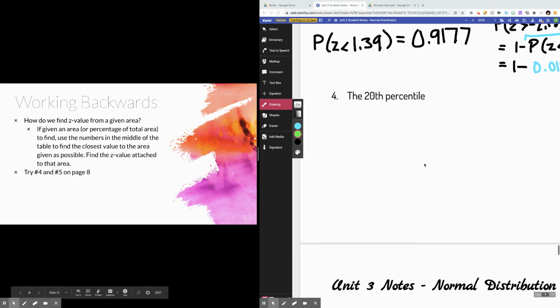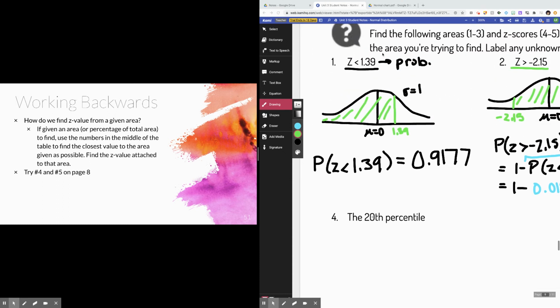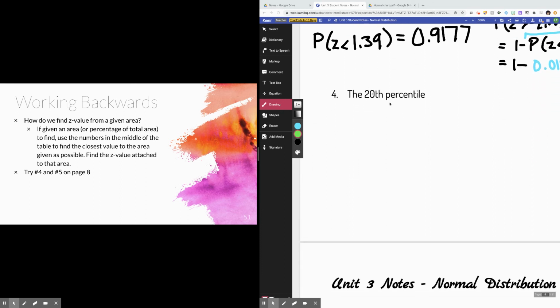All right, y'all. Okay, so these last two problems here are work backwards problems, okay? Meaning that rather than being given a z value or an x value like we are here, we are instead given an area or a percentage. We have to work backwards to find our z value, okay? So we're still going to start by sketching out the curve, where I still have my mean is 0 and my standard deviation is 1.